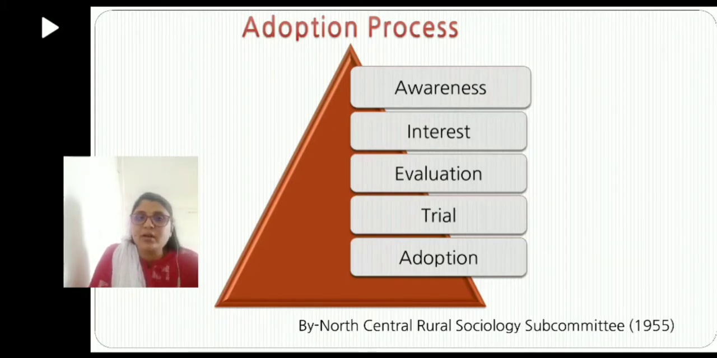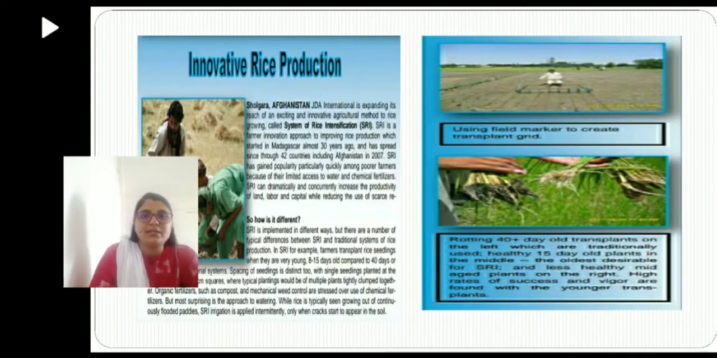This is from the North Central Rural Sociology Subcommittee in 1955. So here one example is innovative rice production, the System of Rice Intensification. What is it actually? It is one of the innovation approaches to improving rice production, okay.